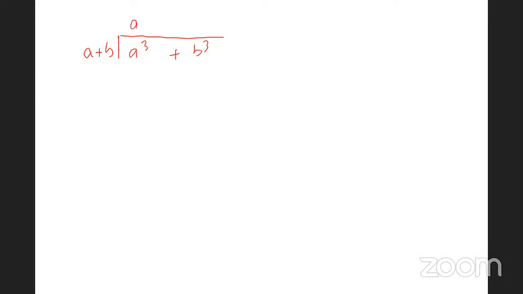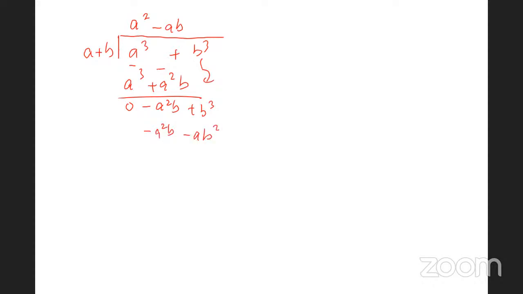A into A cube is A squared. A squared by A is A cube, A squared by B is A squared B. Minus, minus, this will be 0. You'll be left with minus A squared B, and then you bring down the B cube. So again, A into minus A squared B is minus AB. Minus AB by A is minus A squared B. Minus AB by plus B is minus AB squared, right? Subtract, subtract. This will be 0. This will be plus AB squared. Then you bring down the B cube.